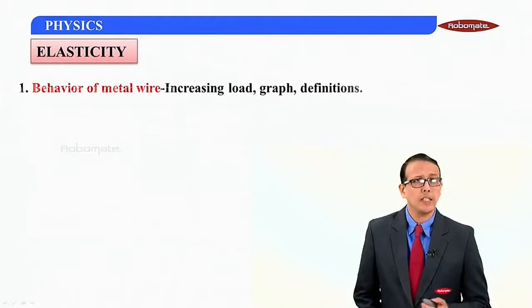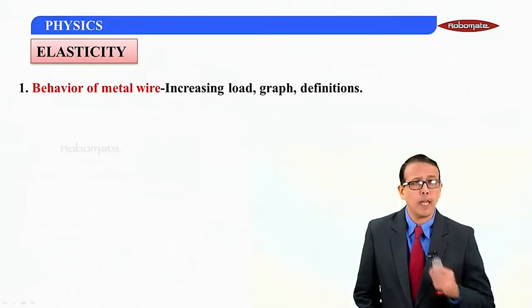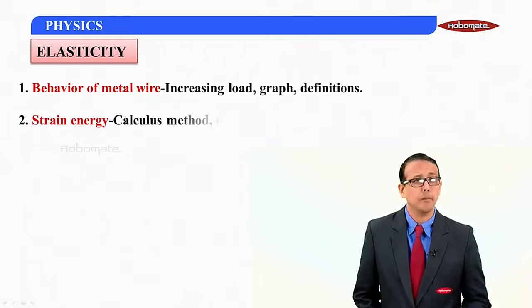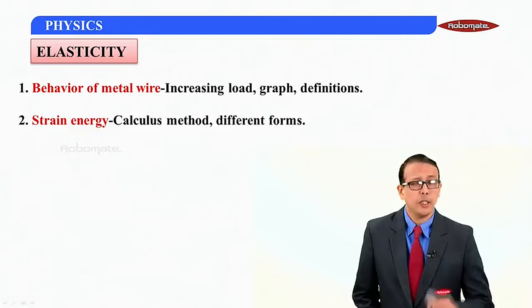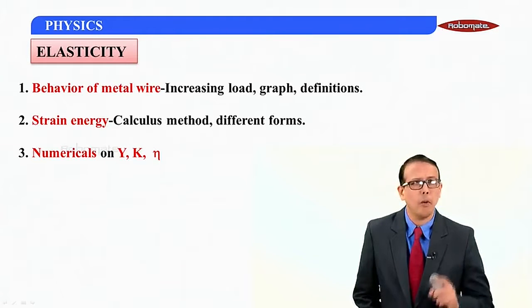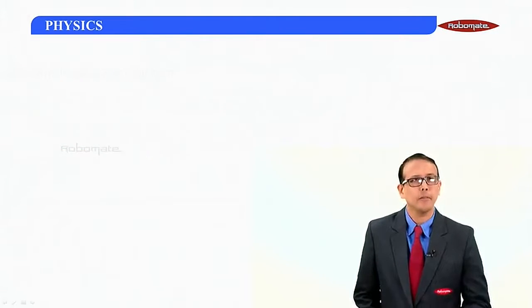So to begin with elasticity, behavior of a metal wire under increasing load, the graph, the conclusions and important definitions in it. Strain energy, expression for strain energy by calculus method and its different forms, and also numericals on Young's modulus, bulk modulus and modulus of rigidity.